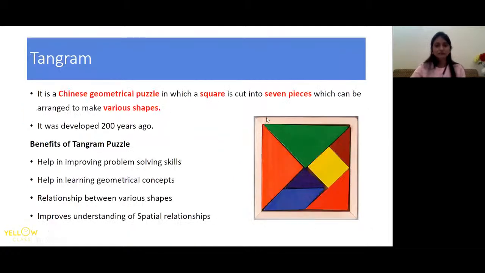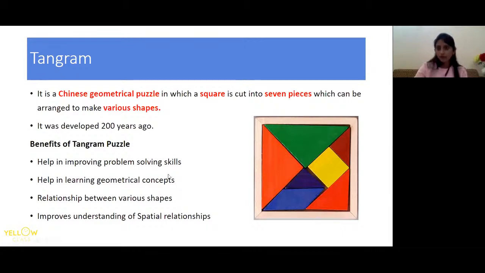So let's see. What is it? Tangram. It is a Tangram puzzle. It is a Chinese geometrical puzzle, which is made out of a square shape and it has 7 pieces. Fine. And it was developed 200 years ago.